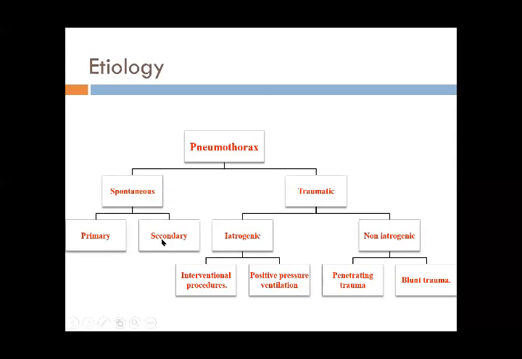We will see further on what the primary reasons can be and what the secondary reasons can be. And then there is traumatic pneumothorax. It is further divided into iatrogenic and non-iatrogenic. Iatrogenic is usually due to interventional procedures like bypass surgery or cardiothoracic surgery. Any type of surgery can lead to the development of pneumothorax. So they already know that this complication can occur, and they manage it very effectively during the procedure. Another iatrogenic cause is positive pressure ventilation.